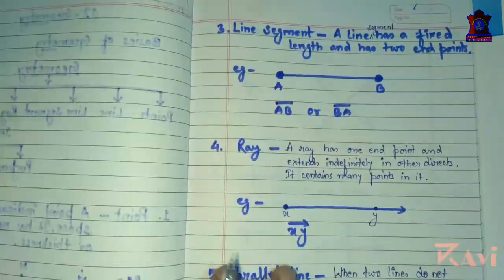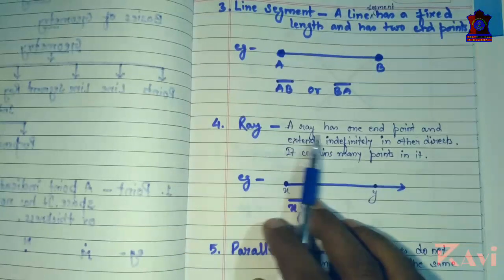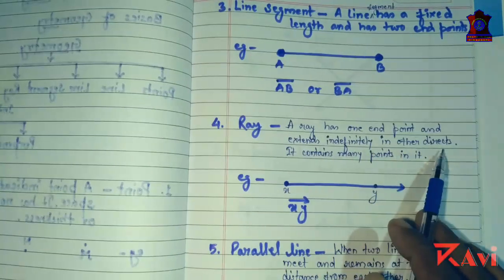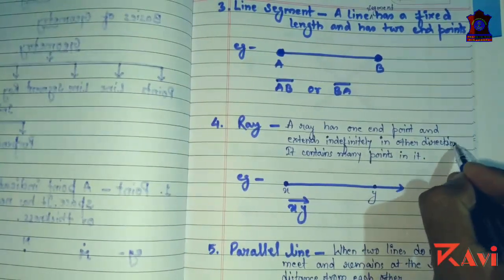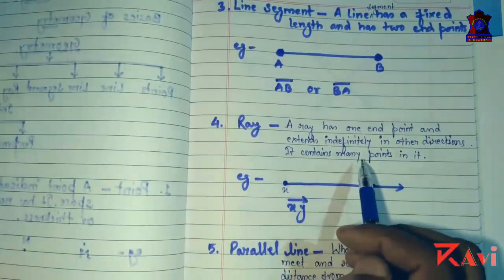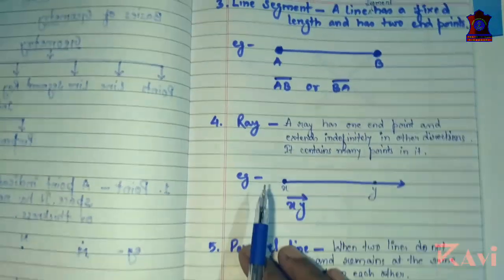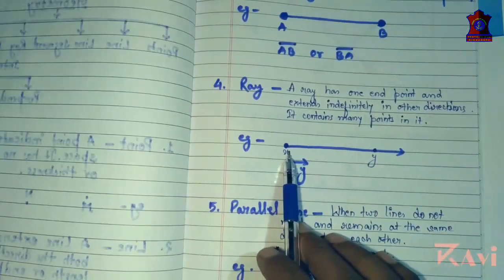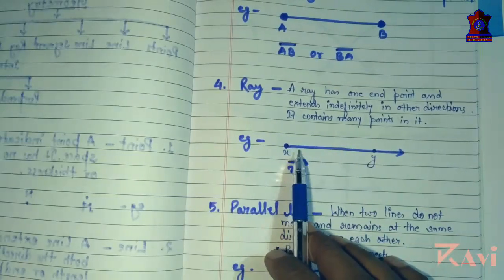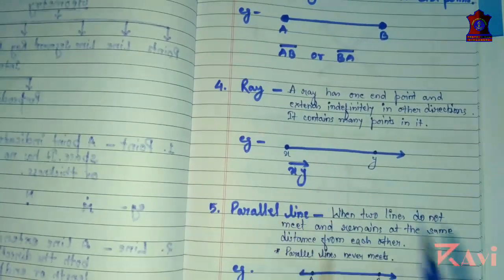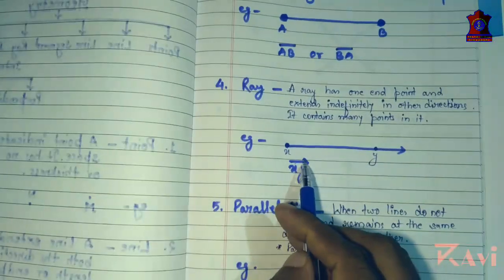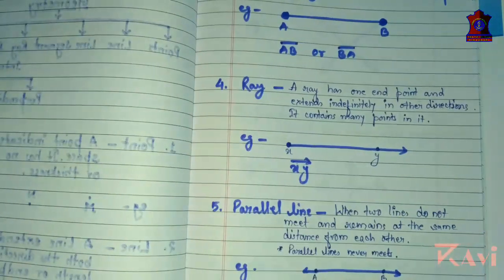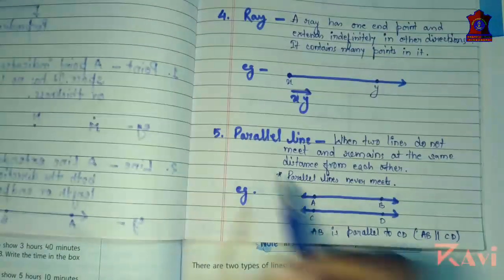Now next is ray. A ray has one endpoint and extends indefinitely in the other direction. Clear? It contains many points in it. Like look at this example, a ray XY. We can read it only as XY, not YX. See, this is the symbol of an arrow. This single side arrow shows a ray XY. Clear?